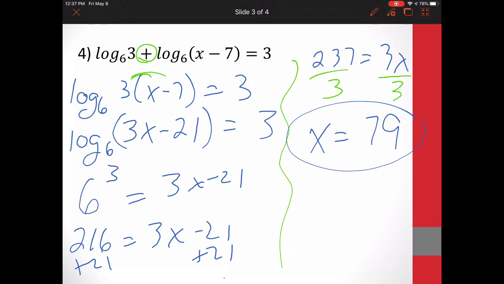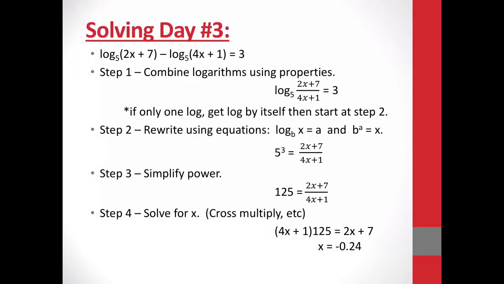I'm going to change slides here just for a second, so if you need to pause it to catch up. Here, which you'll see on your worksheet, I've put the example done for you, which was the minus sign example. It will help you understand what you need to do and the steps to do it. So you are combining using properties, rewriting in exponential form, simplifying the power, and just doing algebra. That's how you do that. So that is the last part of the solving of 7.5.